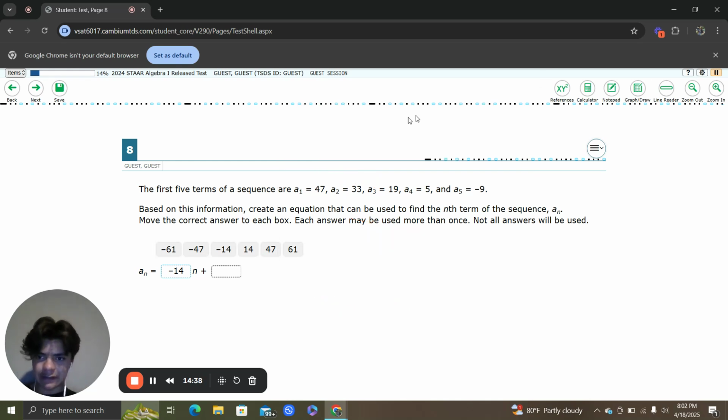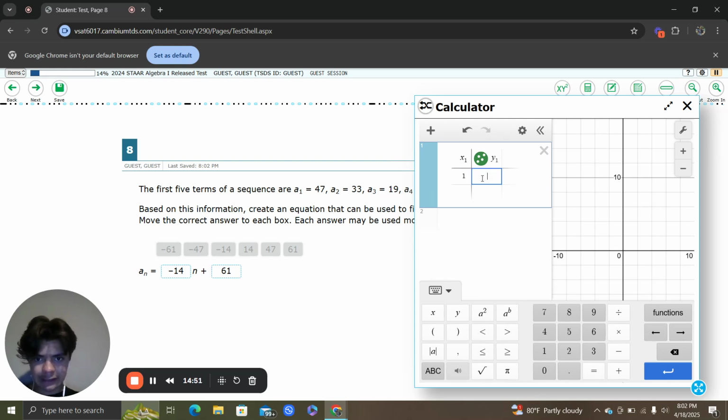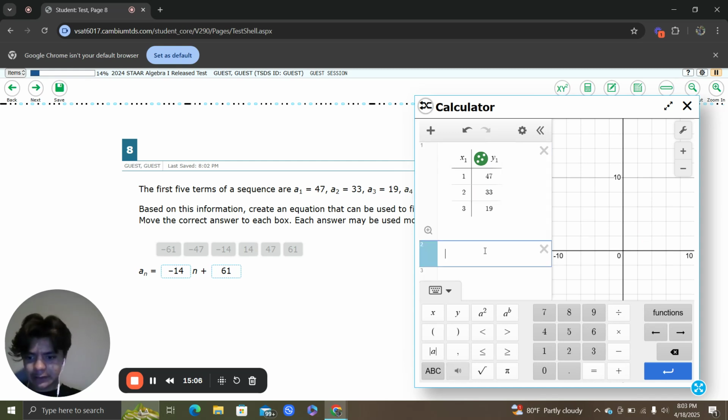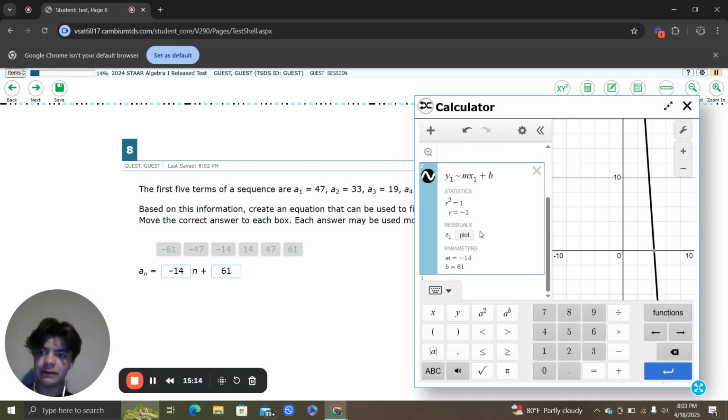And then you could easily check your answer, okay? If you don't want to just do basic math, you can always use a more efficient way. Use your Desmos, best friend calculator. So let's do A1. Let's look at the small numbers. Don't worry about the A's. 47, 33, and 19. You only really have to do 2 sequences because you can tell what it is. You don't have to type in the whole graph. You can if you want. Turn it into y1 is equal to mx1 plus b. As you can tell, negative 14 and 61. That's your answer.